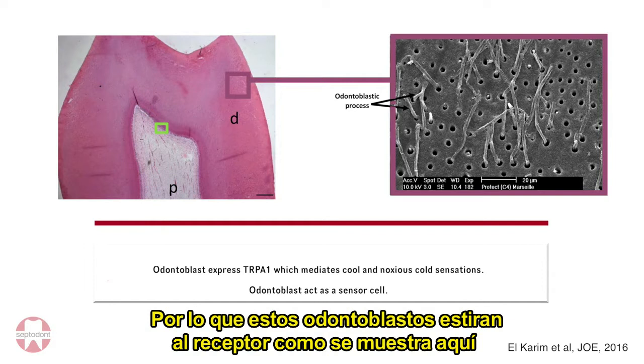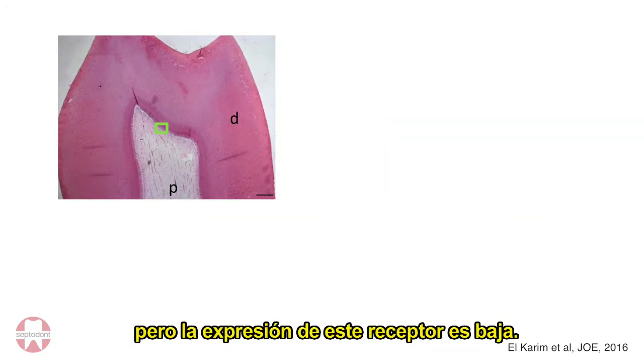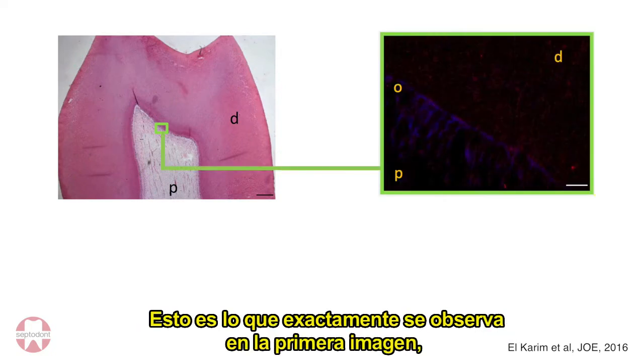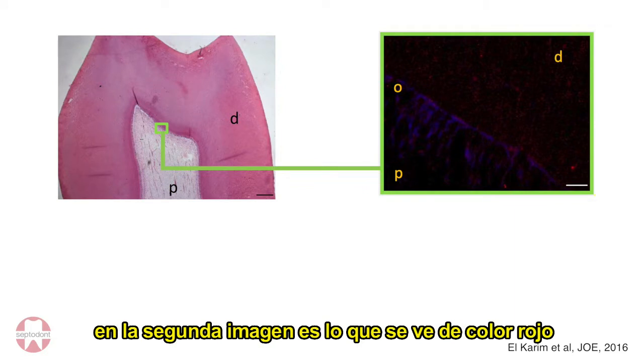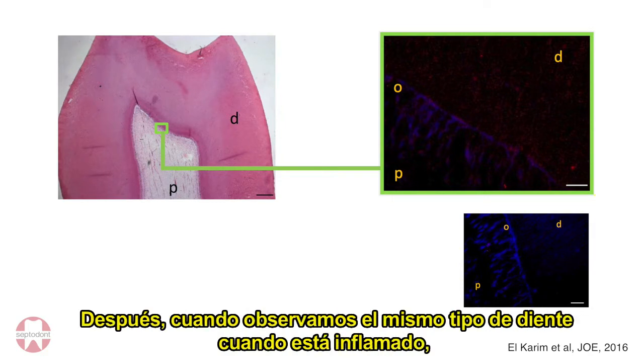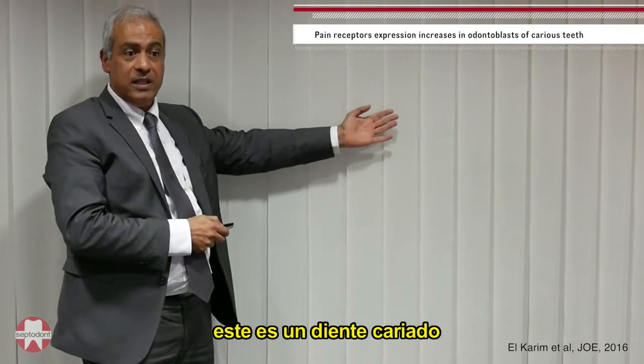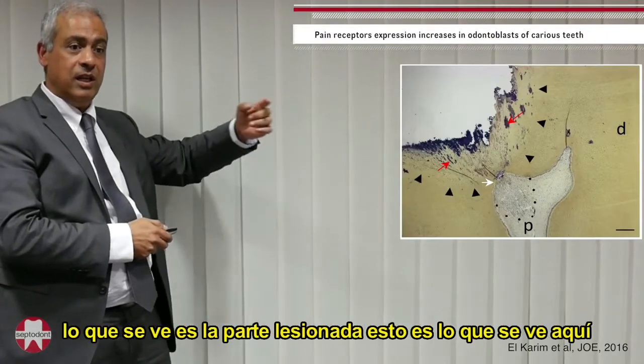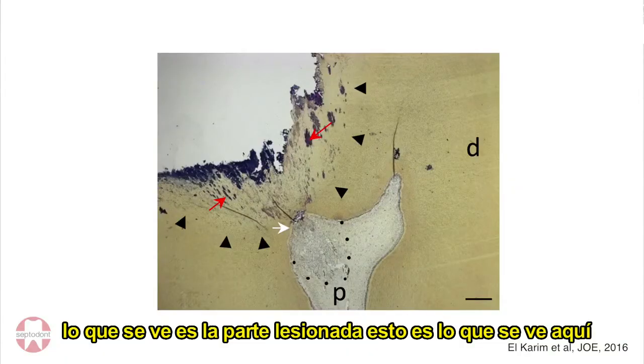So the odontoblast expresses the receptor as you see here, but the expression of this receptor is low. This is exactly what you see on this slide, on the second slide, which is in red. The third slide is just in blue, just to show you this is a control. Then when you look at the same type of tooth when it is inflamed, this is a carious tooth, what you see is the injury site.